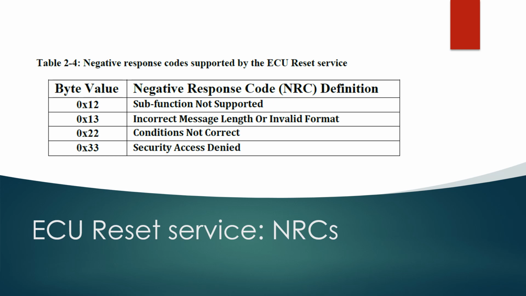So 11, sorry, 1109. Then there is a possibility we make some mistake in length, that's why 13, and condition not correct. There are specific preconditions required to be met. If they are not met, then 22 is also possible. And for this, definitely we are required to unlock the ECU. If it is not unlocked, then 33 is also possible.